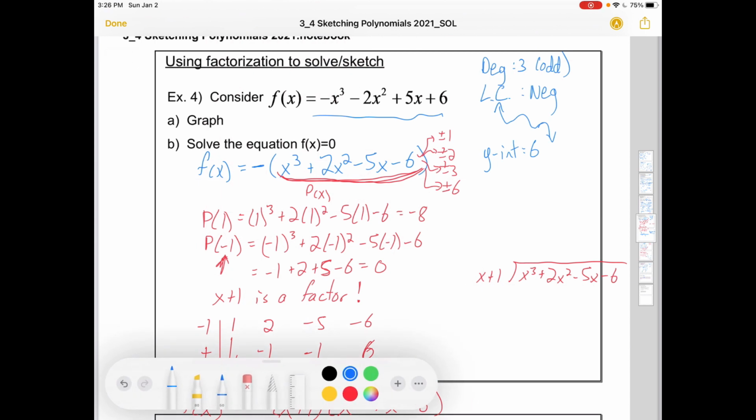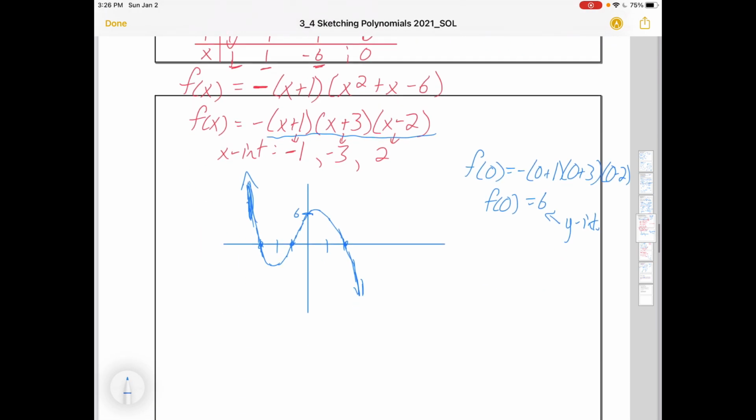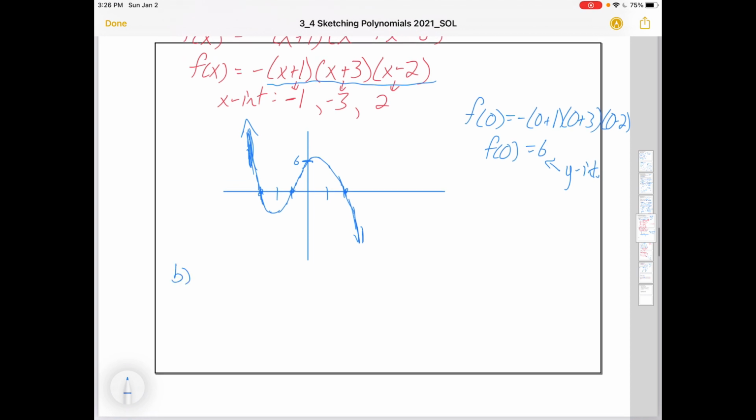The other thing that this question asks us to do is to solve the equation f of x equals 0. So maybe I'll take that down here. B, where is f of x equal to 0? Okay, so we could just put the original function. The f of x is negative x cubed minus 2x squared plus 5x plus 6. That was its original definition, equal to 0. That's going to be tough to solve like this. If we factor it, however, then we know that f of x is actually just that factorization: negative bracket x plus 1, bracket x plus 3, and another bracket for x minus 2.